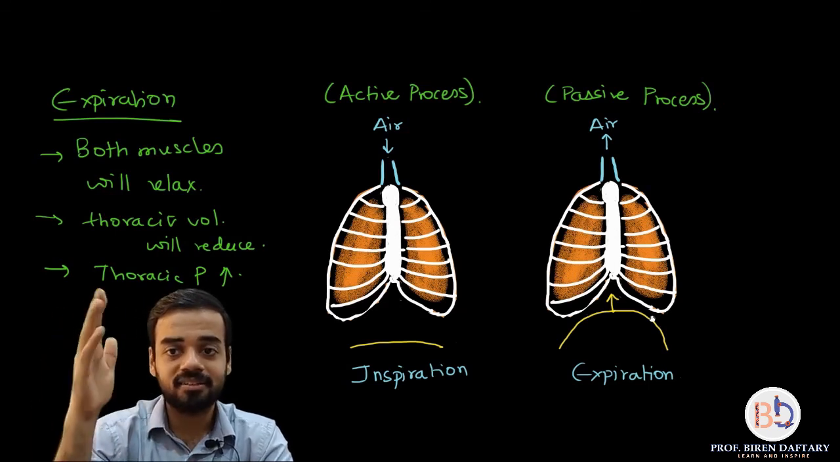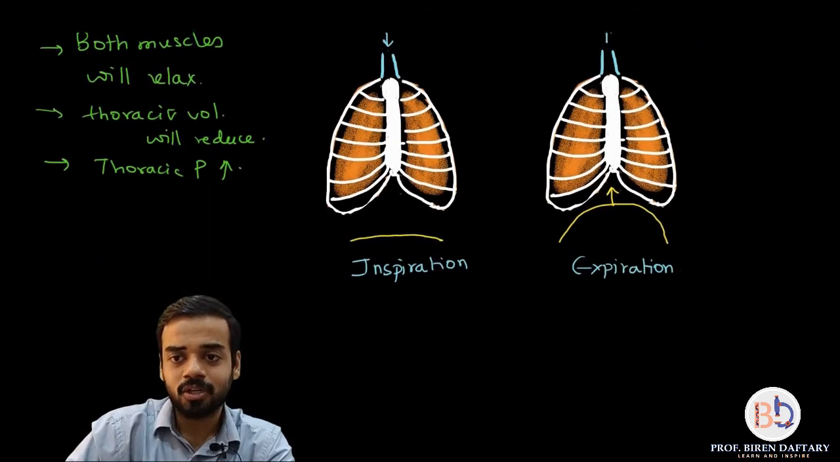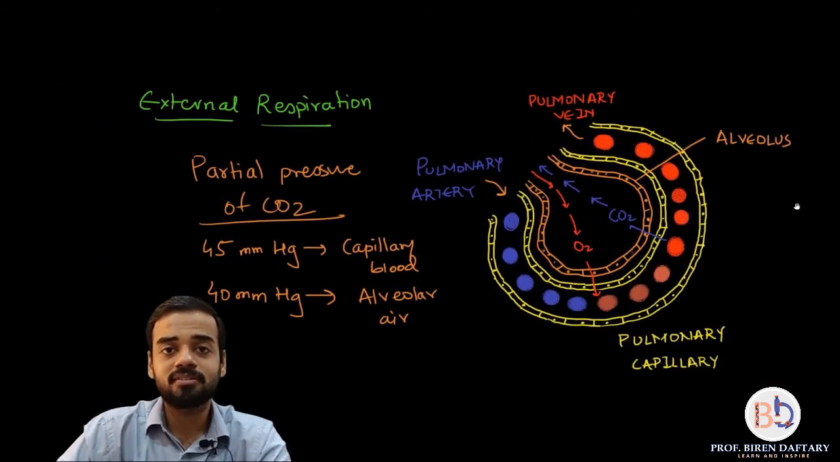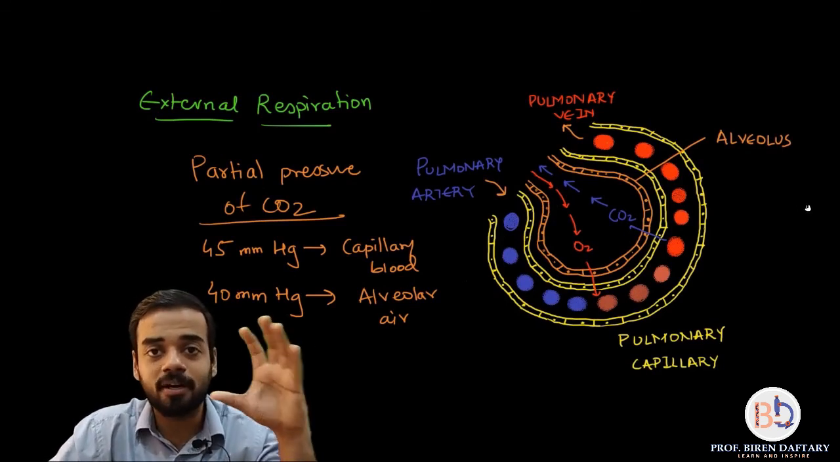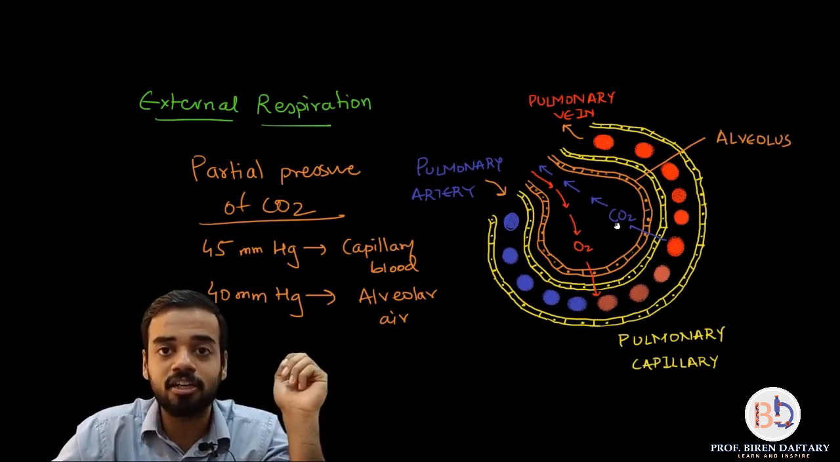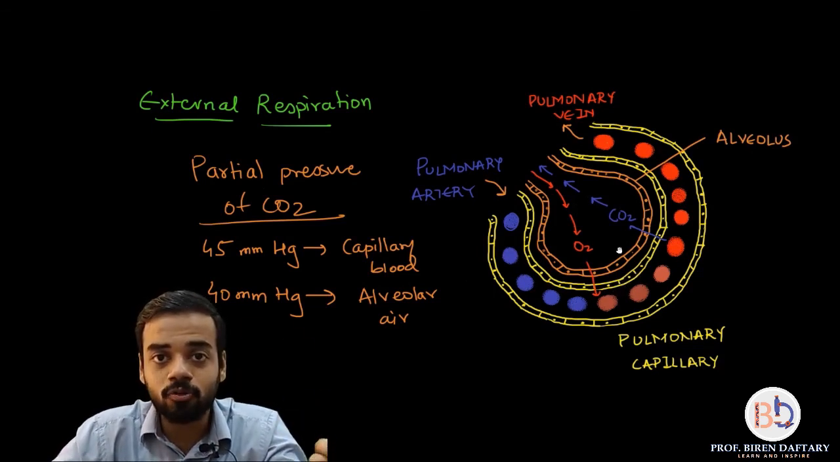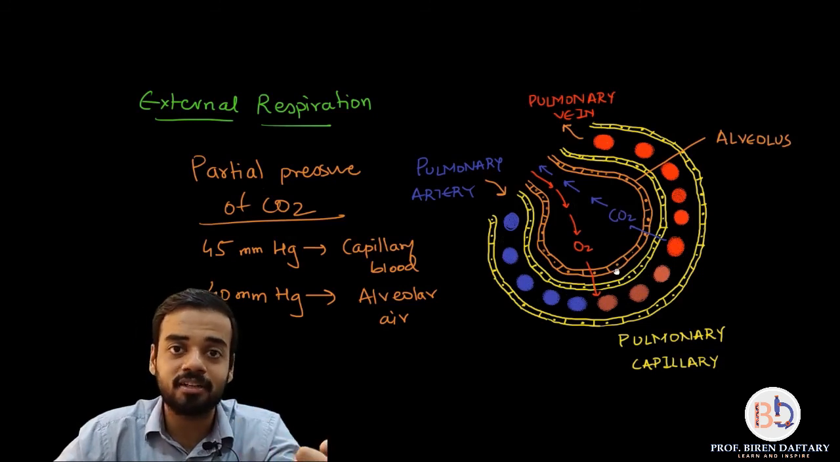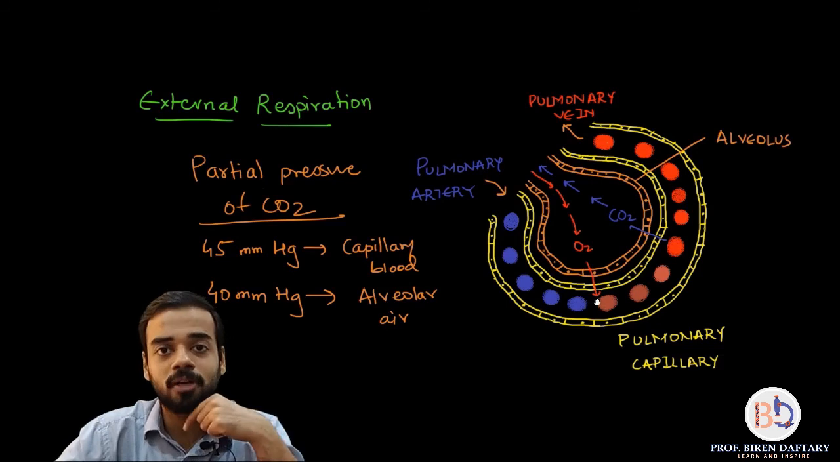Done. Next thing is your external respiration, which we have already done just now. Okay, so in external respiration, please remember, first thing is that oxygen partial pressure is more in the alveoli compared to the oxygen partial pressure in the pulmonary capillary. 104 versus 40, so where will it move from and to? It will move from 104 to 40. Oxygen goes into the blood.